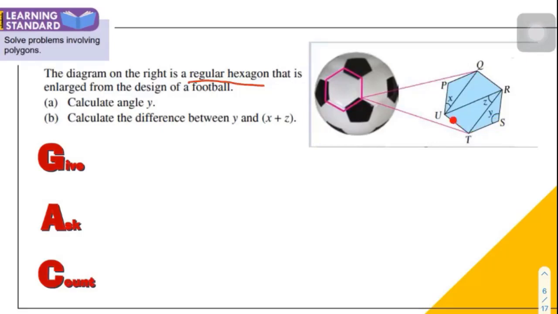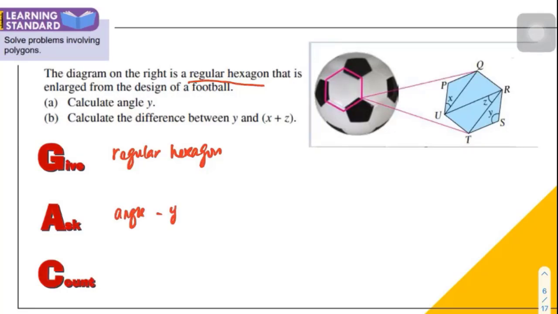Is it the same or not? Just now we mentioned that for a regular hexagon, all the interior angles are the same. So how to find one of the interior angles? The information given here is what? They mentioned this is a regular hexagon. Now calculate the angle of Y. So we want to find angle Y.